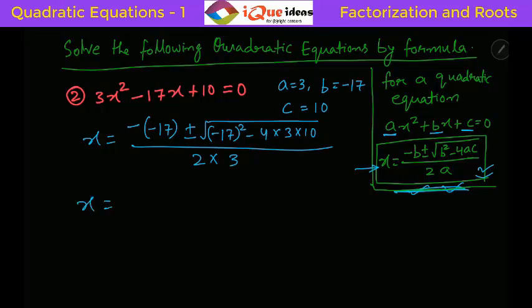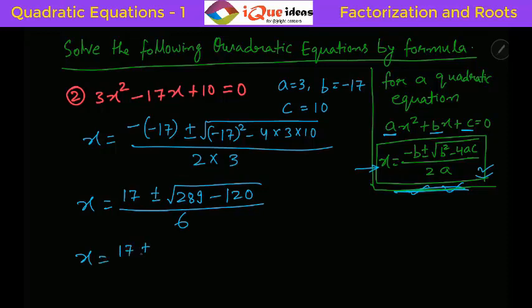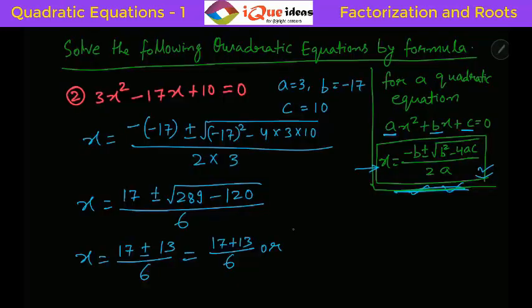So what we have here is x equal to minus of minus 17 is plus 17, plus minus square root of minus 17 square is 289, minus 4 into 3 is 12, 12 into 10 is 120, divide by 2 into 3 is 6. So what we have here is x equal to 17 plus minus 289 minus 120 is 169, and square root of 169 is 13. Divide by 6. So by taking plus sign, we will have 17 plus 13 divided by 6. Or by taking minus sign, we will have 17 minus 13 divided by 6. So the final answer will be 17 plus 13 is 30 divided by 6, or 17 minus 13 is 4 divided by 6.